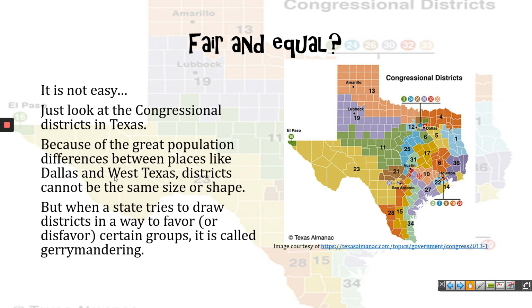Now, it's difficult enough to come up with how to draw these districts to where you have the same number of people in a particular district. But the real challenge, or at least the real controversy, comes when people start drawing these districts in a way to favor one group or another. And when they do that, that is called gerrymandering.